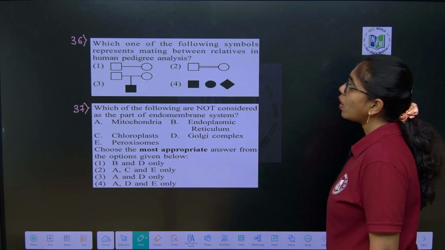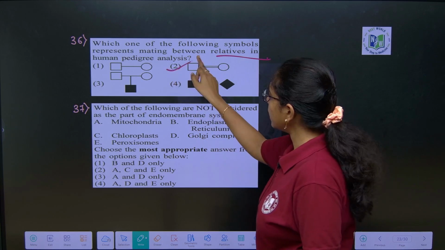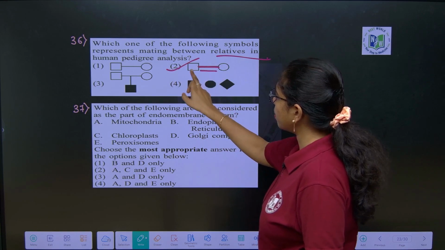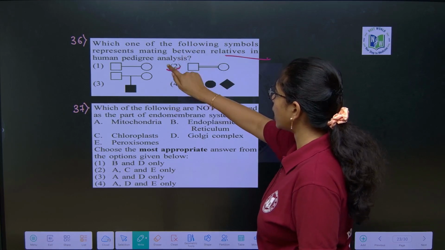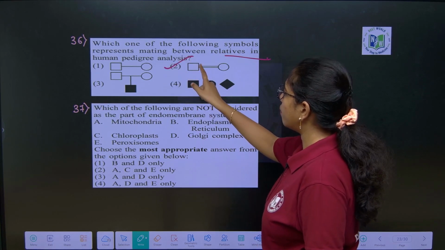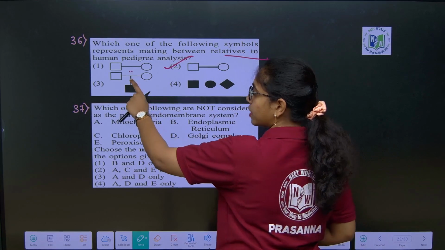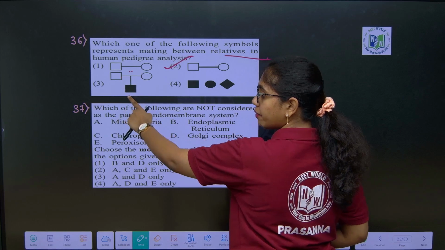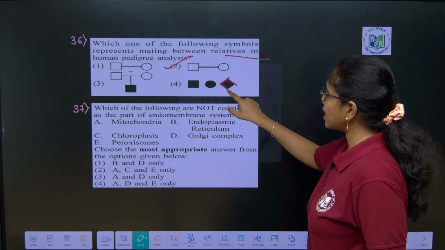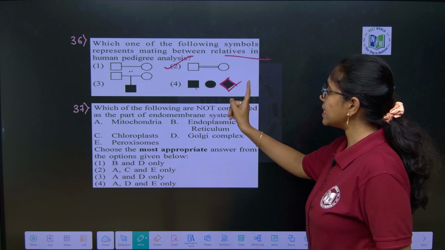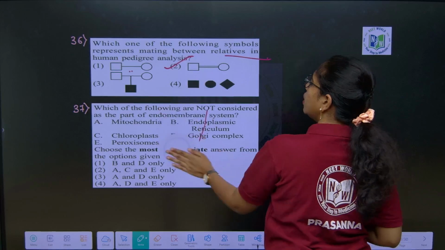Next, which of the following symbols represent mating between relatives? Okay, that is 2 lines in between male and female, that you have to see. If this is in the pedigree chart, then it is with 2 lines between male and female. If it is normal mating, then this will be your answer. Two normal parents with affected offspring, then this is your answer. This is sex unspecified. Okay, male, female, sex unspecified, all of them are deceased, then your answer will be option 4.